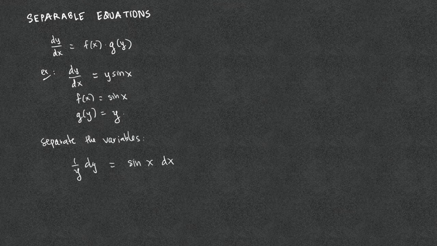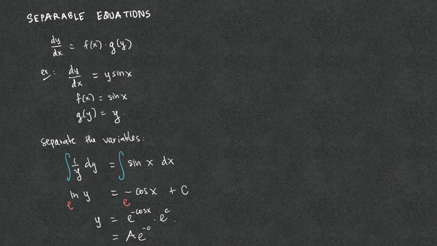That means that we're going to rewrite the variable y on one side and the variable x on the other side. And then we integrate each side. On the left-hand side, the integral is ln of y, and on the right-hand side, the integral is negative cosine of x plus an arbitrary c. We then isolate y by exponentiating both sides of the equation. So y is e to the negative cosine of x times e to the c power. But e to the c is a constant, so oftentimes we rewrite it as a times e to the negative cosine of x.